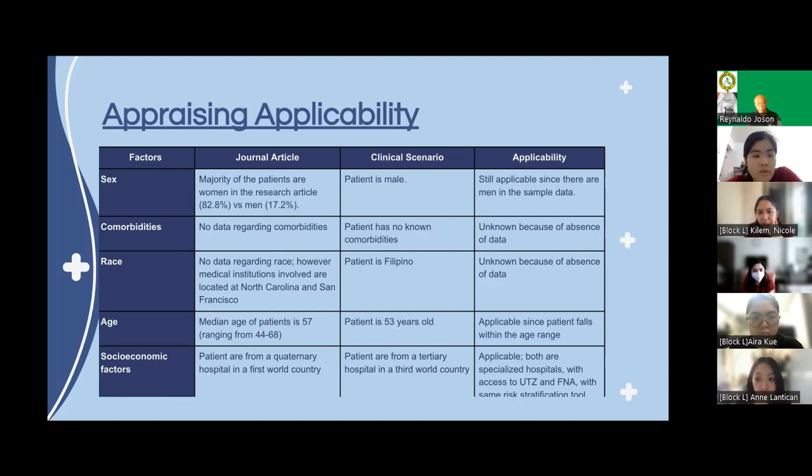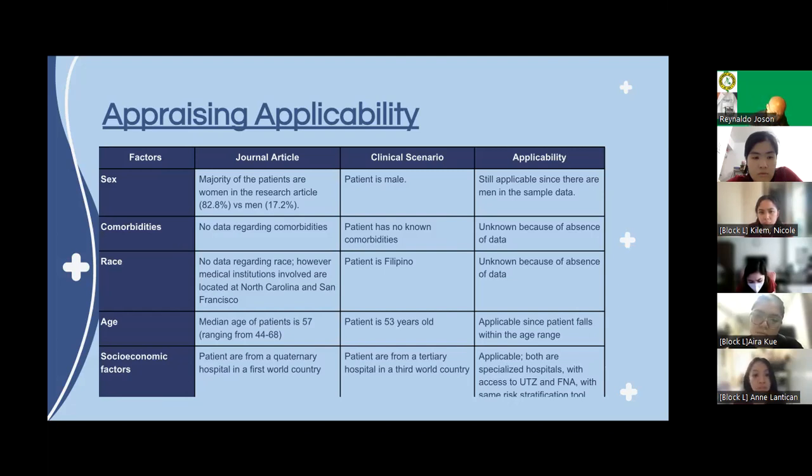The next would be presence of any comorbidities. Unfortunately, no data was presented regarding the comorbidities of the patients in the study. But for our patient, he has no known comorbidities. So the assessment for this is unknown po muna since there's absence of data regarding comorbidities. The next would be race. It is also not indicated in the journal article which specific race the patients were. However, the medical institutions involved are located in North Carolina as well as in San Francisco. For our patient, he is Filipino, and again unknown po because of the absence of data, although we can assume that majority of the patients would be Caucasians.